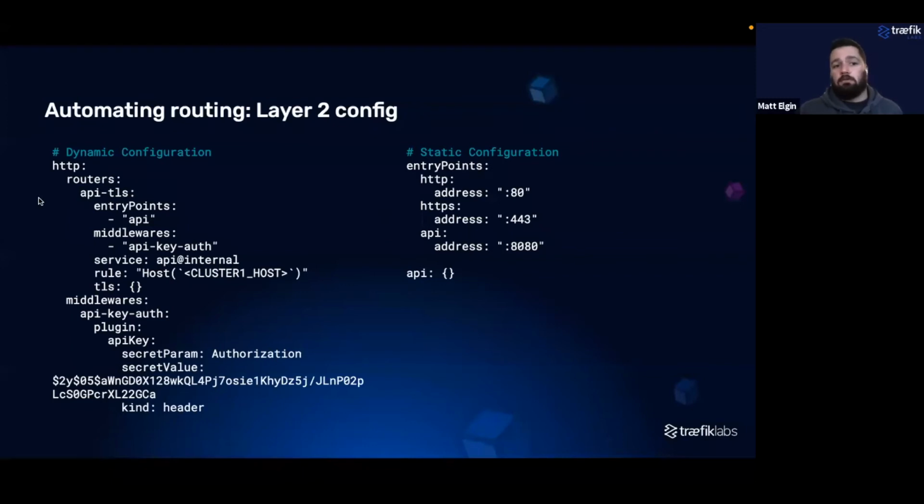And secondly, in our dynamic configuration, we're going to set up an API router so that we can access it from layer 1. In this case, we've got this API TLS router that is exposed again on that API entry point. We're using our API key authentication middleware to protect that endpoint. You can see here, we've got that set up as a middleware, where we are giving it a secret value that's going to be stored in our authorization header to make sure that we're able to make that call securely. We're pointing at the host for that individual Traefik Enterprise instance that we're going to pull that API from.